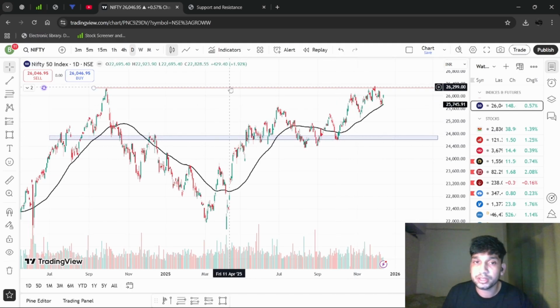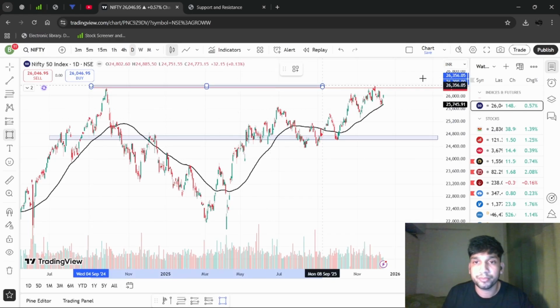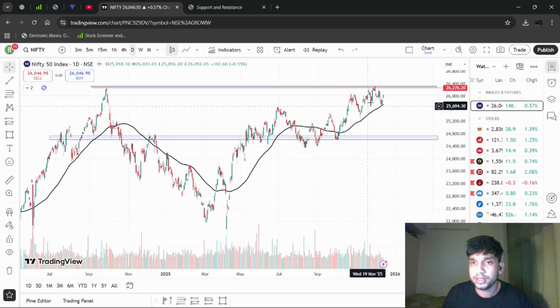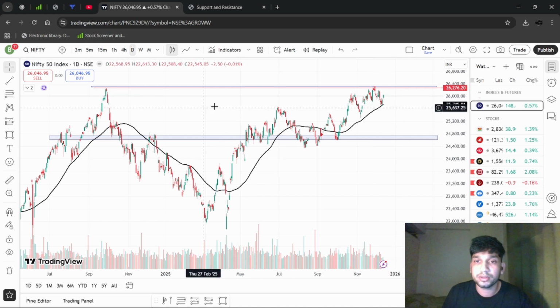You can also mark resistances similarly. So as you see, the Nifty recently made an all-time high, but from there it was a resistance point. From there it went down. You can even mark this out. So this was the high of September 2024, and this is the high that it made in December 25. So you can mark support and resistance like this.